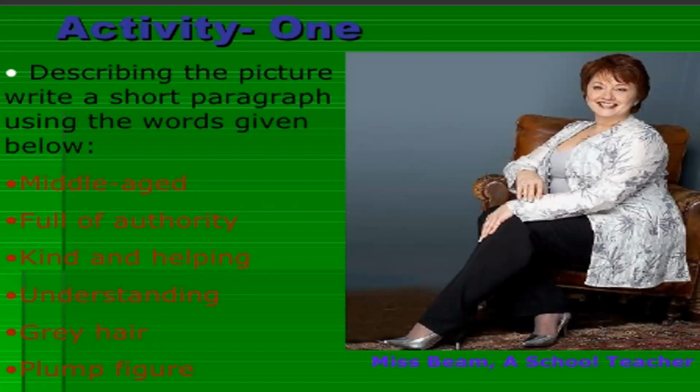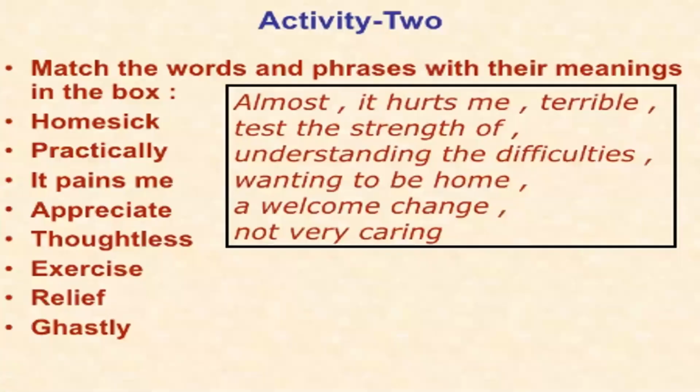Now, look at this Activity 1. Describing the picture, write a short paragraph using the words given below. You can see in the picture there is a woman who is middle-aged, full of authority, kind and helping, understanding. She's having gray hair, plump figure. She is Miss Beam, our school teacher. So you need to portray a character sketch of Miss Beam on the basis of your reading, understanding, and visualizing and thinking skills about the description of the entire picture, which is projected in front of you.